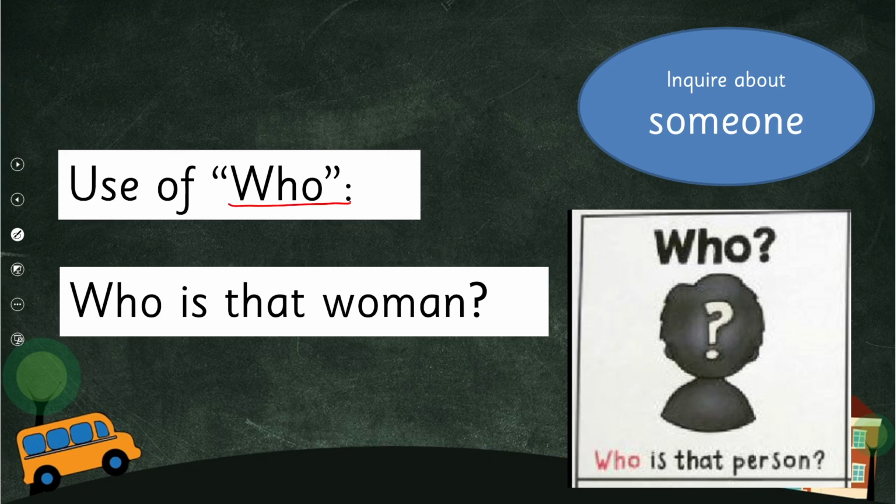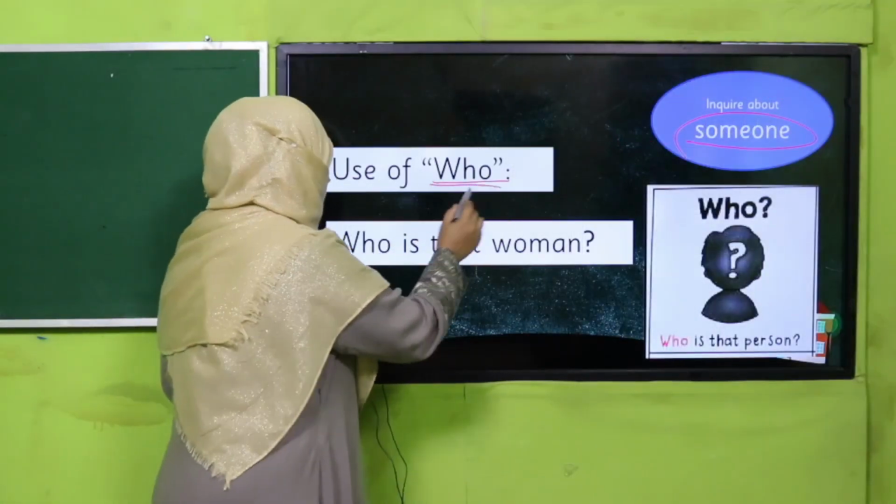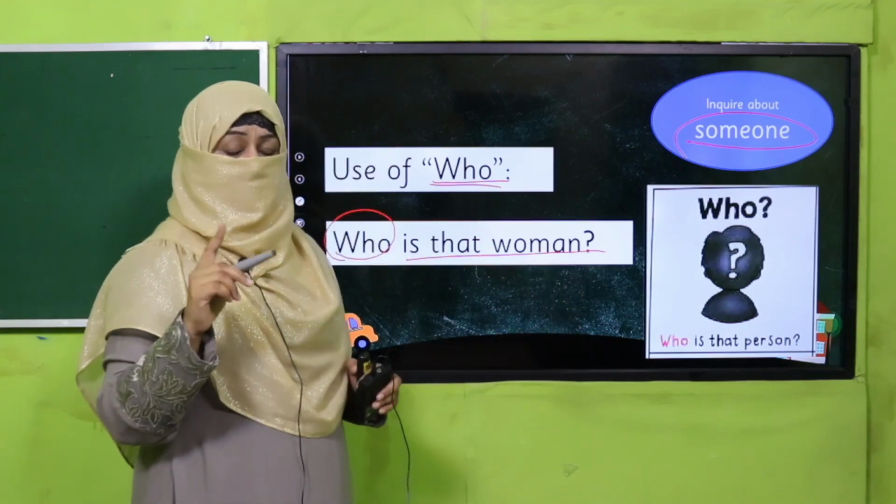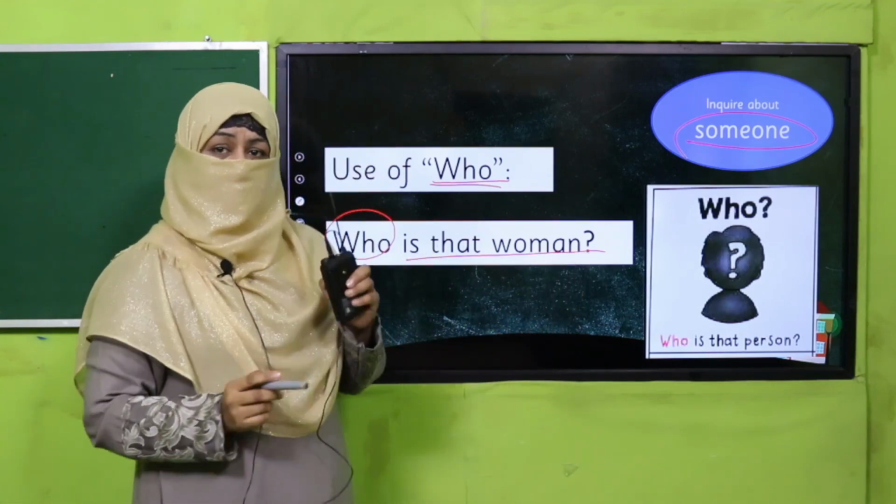Who is used to ask about someone. If you want to ask about a person, we use the question word who. Who is that woman? This is what we have already learned. Now, I want you to think about the other aspect.